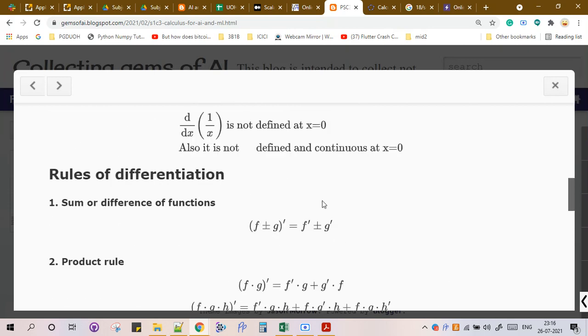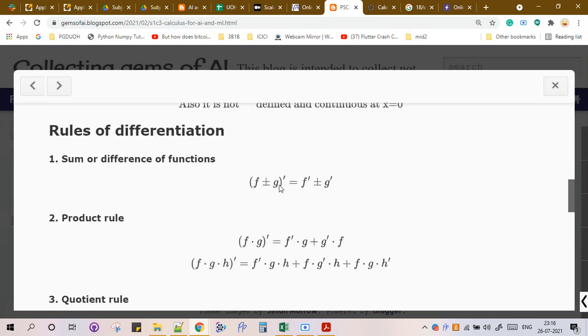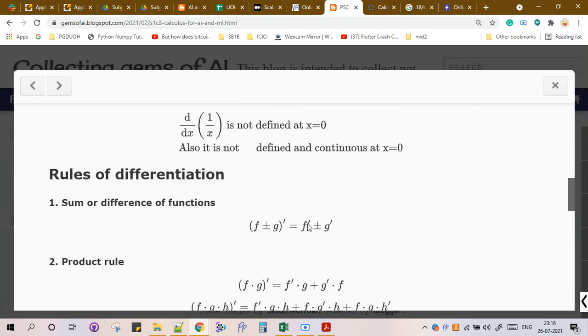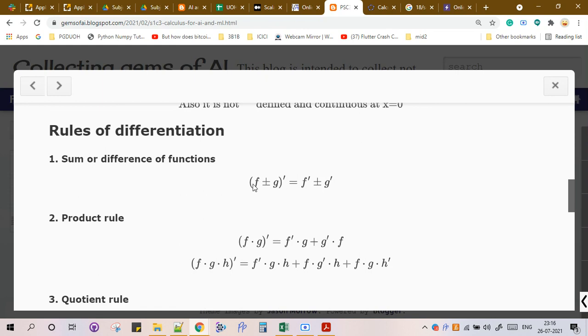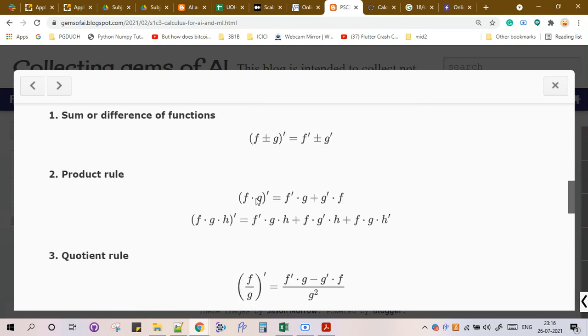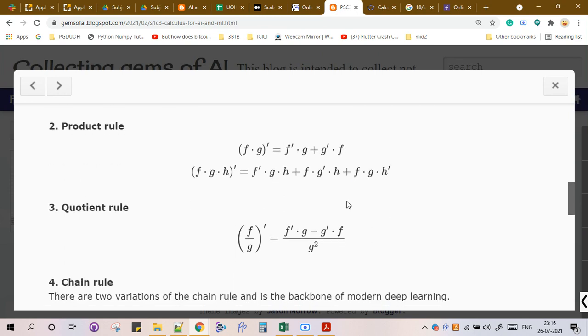Okay. Rules of differentiation. I guess we should skip it because we all know, right? If it's a summation, f plus g, the derivative is f dash plus g dash. If you have a product, let's say x into sine x, then just take the differentiation of the first, keep the second as it is. Then take the differentiation of the second one and take the first one as it is, like that.